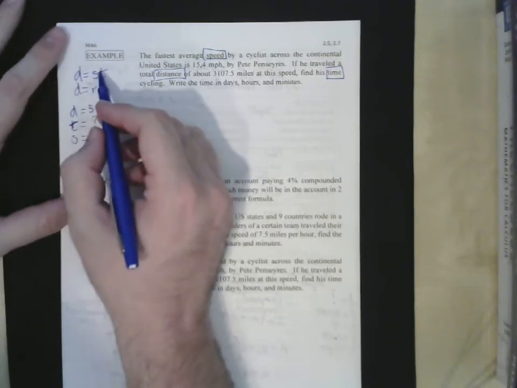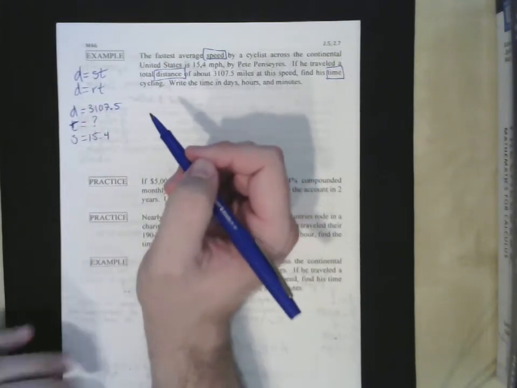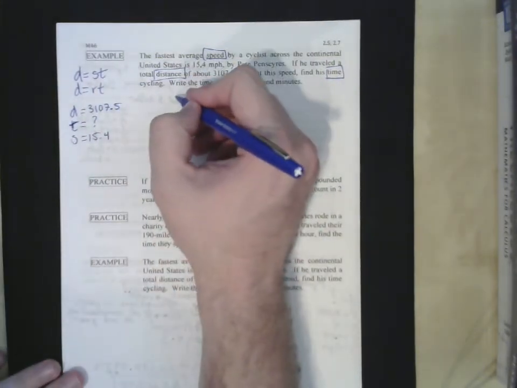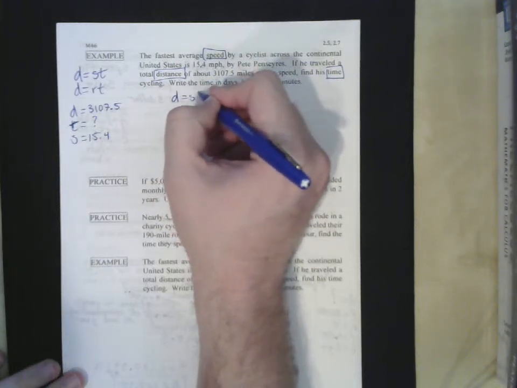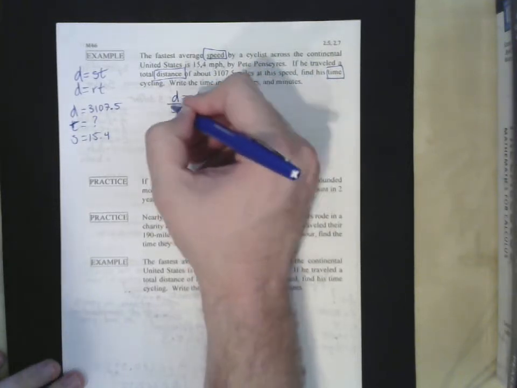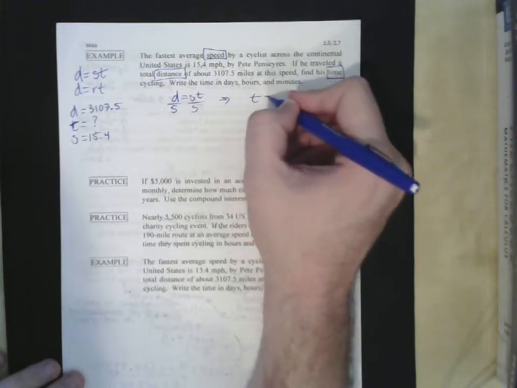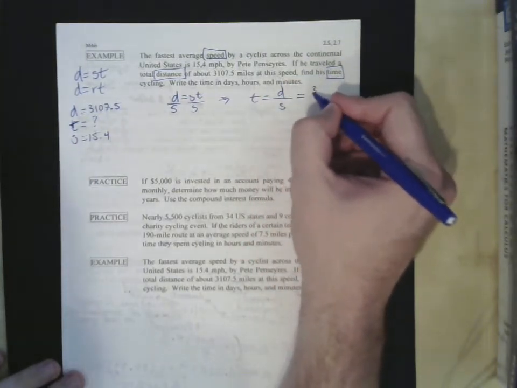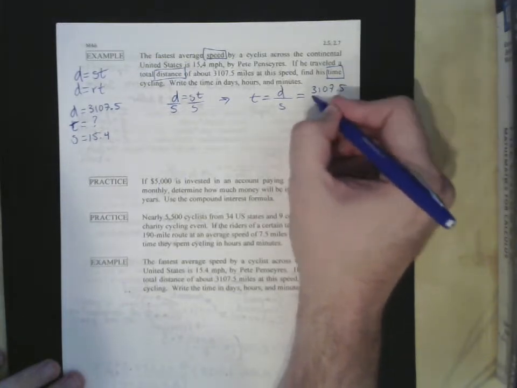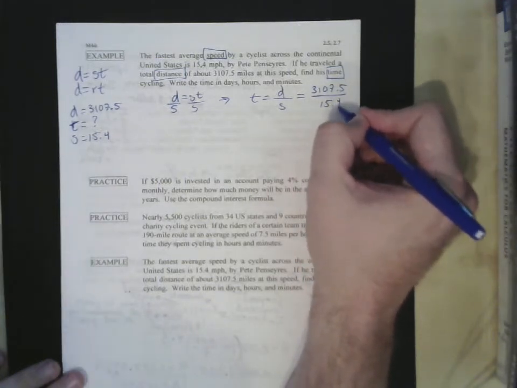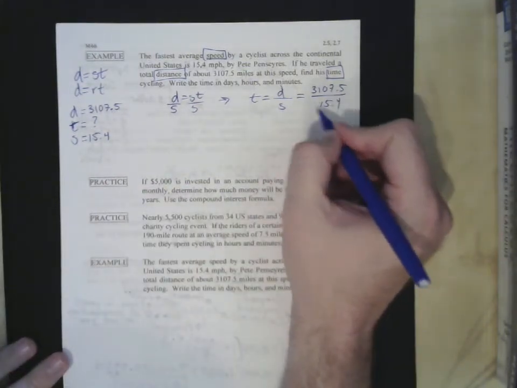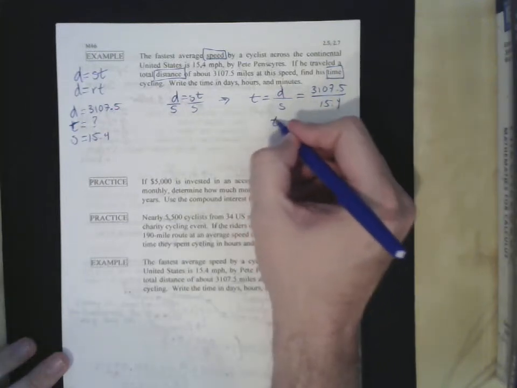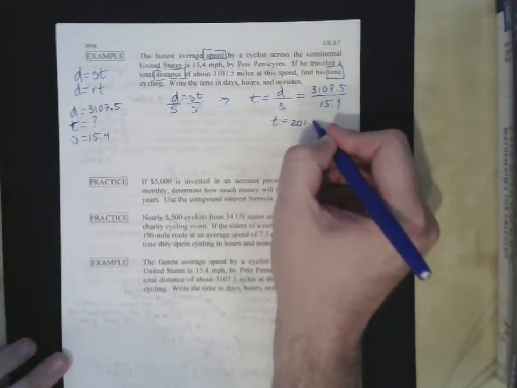So we can take this formula and solve it for T. So D equals ST, divide by S, divide by S. So T equals distance over speed. So our distance, 3107.5 over 15.4. So we throw this in the calculator, and we get T equals 201.79.